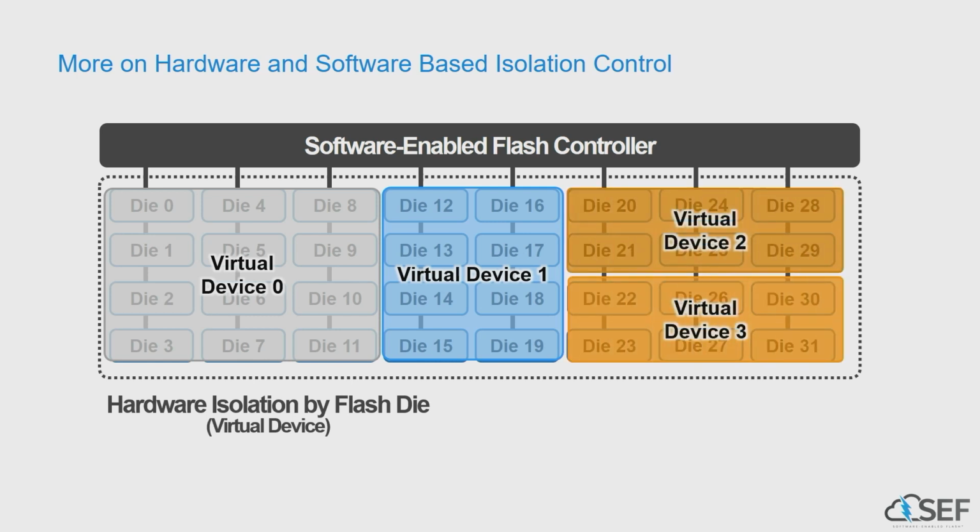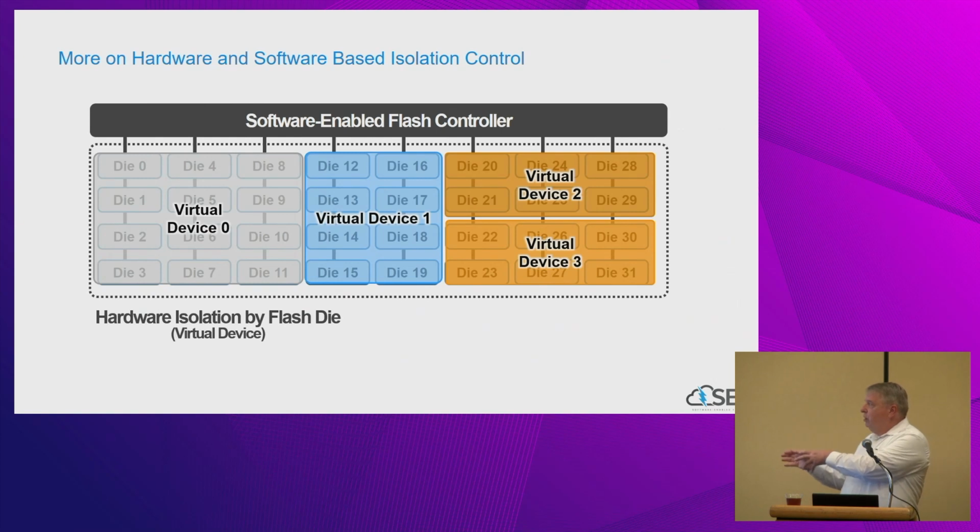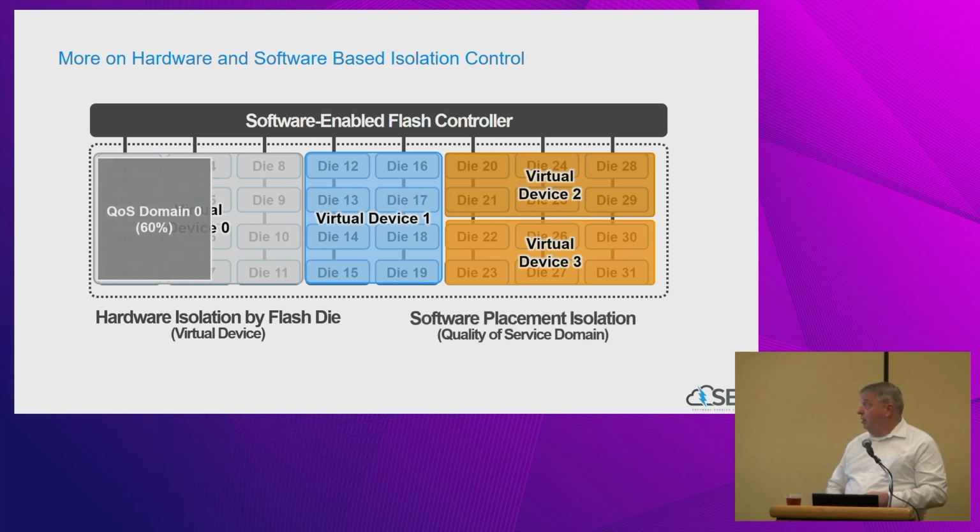In this case, we've always used sort of a rectangle or a square type of format, but you can break this up and have non-rectangular shapes if you so desire. A little strange, but it is possible. Now, once we've defined these hardware isolated zones, virtual devices, the next step is to put on that software layer of definition, that QoS domain. And you can see we put that in there. There's a little more space there, so we could put another QoS domain in there.